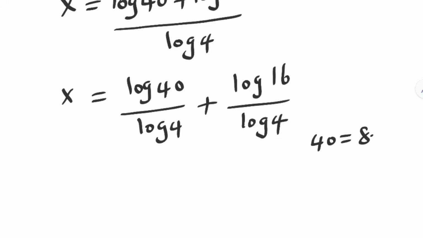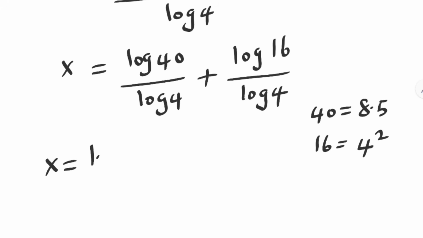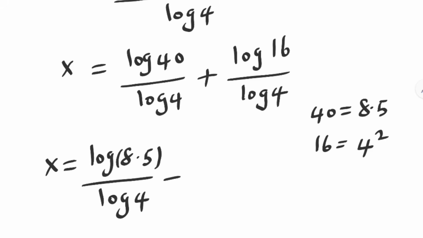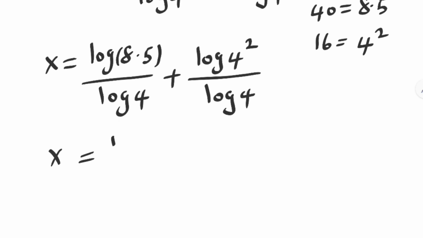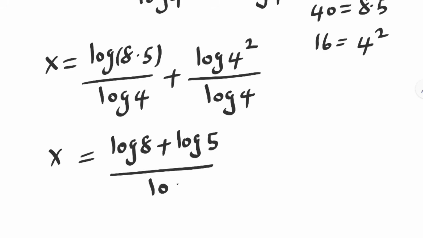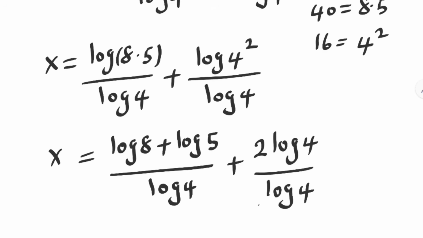40 is equal to 8 multiplied by 5. Then 16 is equal to 4 square. x is equal to log of 8 multiplied by 5 over log 4 plus log 16, which can be written as log 4 square, over log 4. x is equal to log of 8 multiplied by 5, which can be written as log 8 plus log 5, over log 4, plus log 4 square, which can be written as 2 log 4, over log 4. This cancels this.